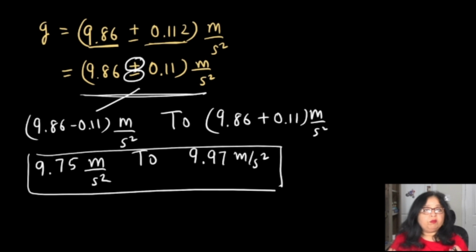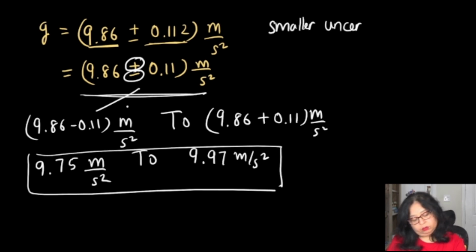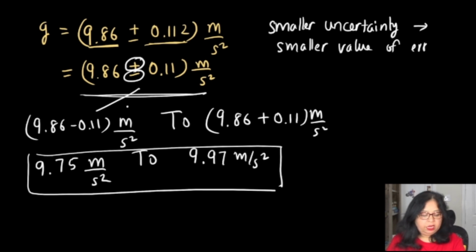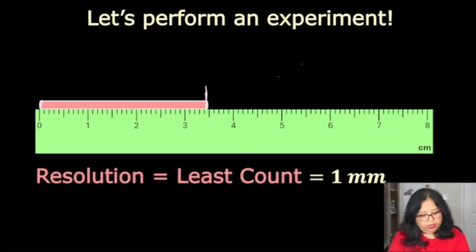So the smaller the value of uncertainty, the better it is. The less is the random error. Smaller uncertainty implies a smaller value of error. Make sense? All right, moving on to the next topic, the next problem. This is the example of measuring the length of a rod using a ruler.